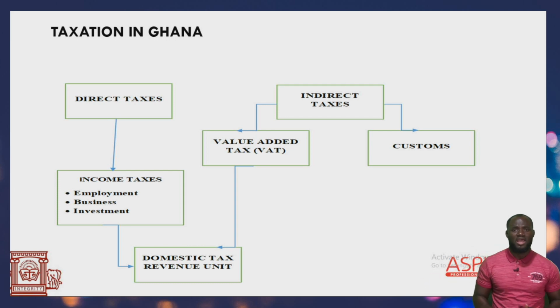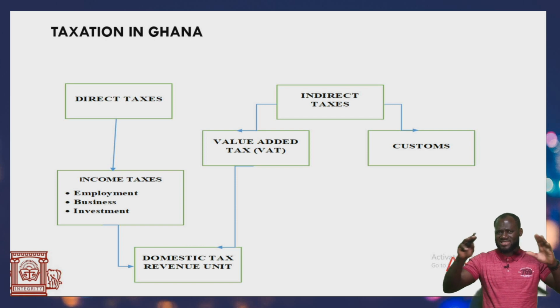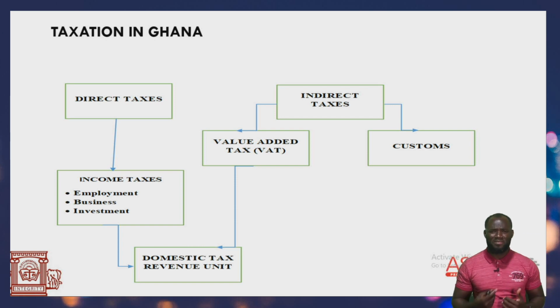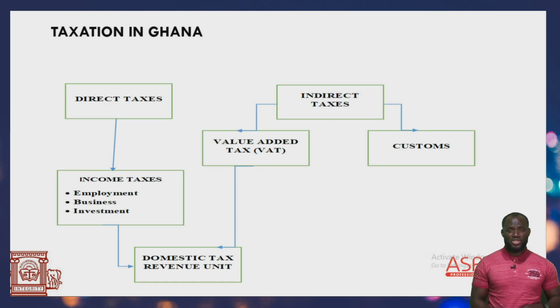Of course, when we look at the administration of taxation in Ghana, value-added taxes and income taxes fall under what is called the domestic tax revenue unit. The administration of taxes in Ghana is regulated by the Ghana Revenue Authority. So the aspect of the Revenue Authority that is in charge of income taxes and value-added taxes is referred to as the Domestic Tax Revenue Division, or the Domestic Tax Revenue Unit. And other than these two is the Customs Division.